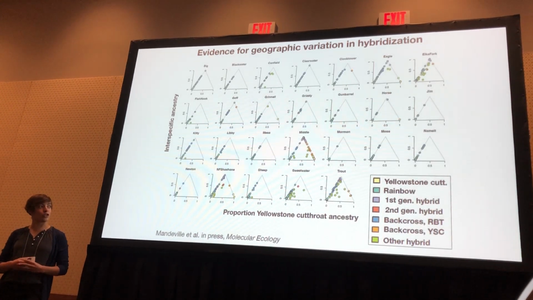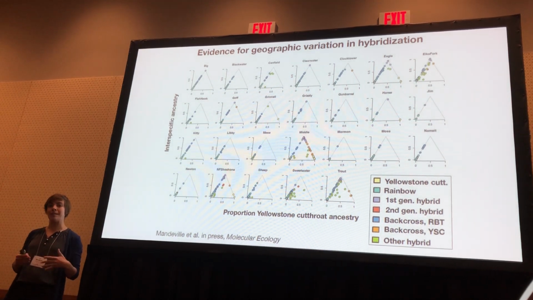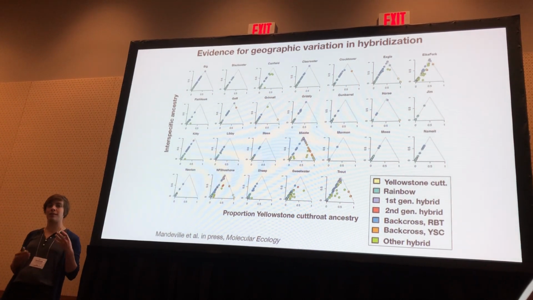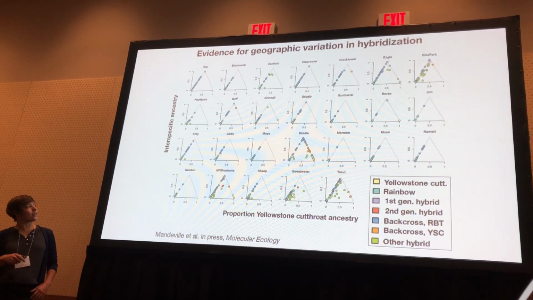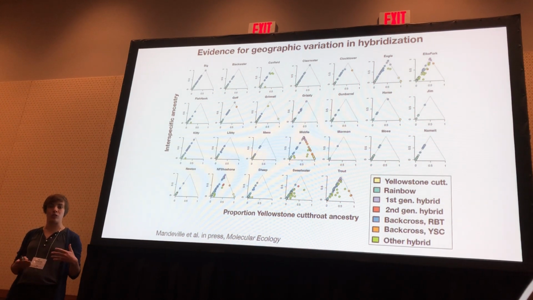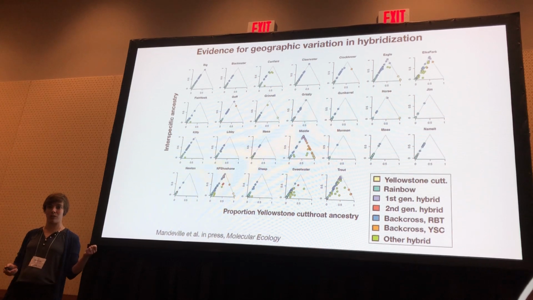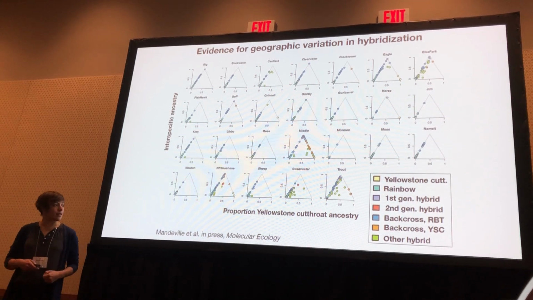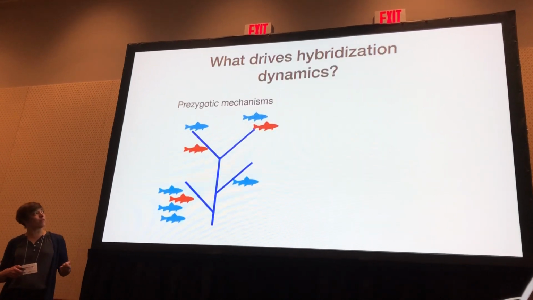Our previous work shows that one really interesting feature of this system is that hybridization varies across locations within the same drainage where species come into contact, and also that we see this skew in ancestry of hybrid individuals towards the non-native parent, rainbow trout, which is introduced in this region. So we're seeing this variation, but we don't really know why.